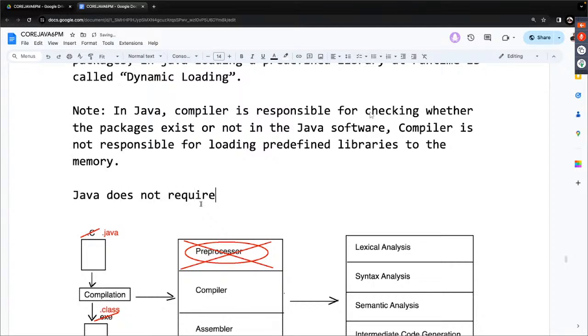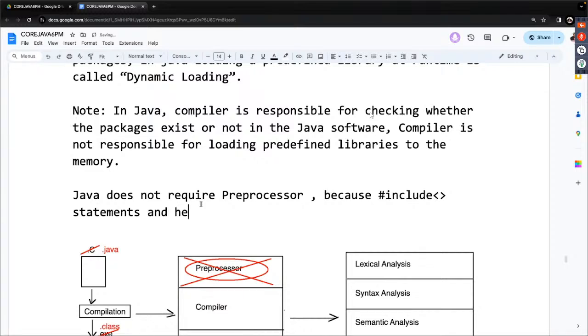Java doesn't require a preprocessor. Why? Because hash include statements and header files do not exist in Java. What is the reason why the preprocessor is not available in Java? Because hash include statements and header files are not existing in Java.